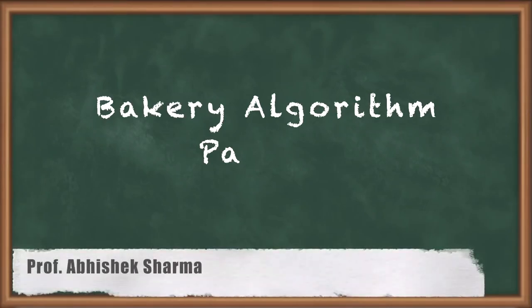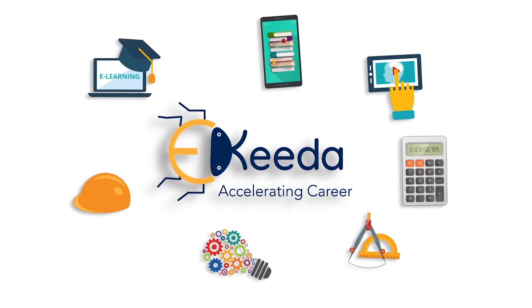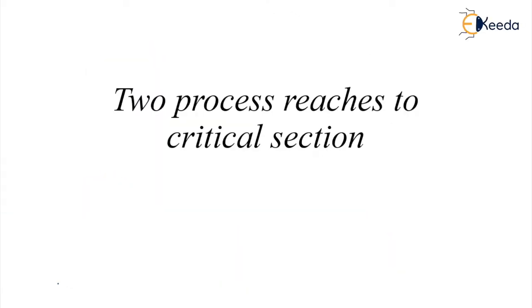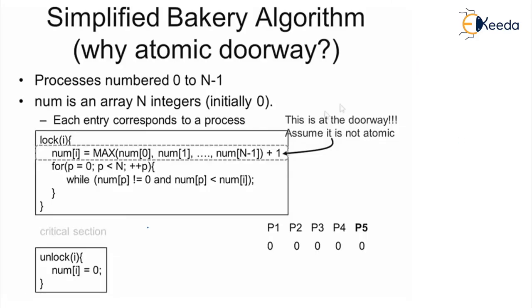Hello friends, in today's class we are going to talk about the problem that can occur with the simplified bakery algorithm. The main problem here is that two processes can reach the critical section in the simplified bakery algorithm. This doorway is not atomic, so it does not guarantee that two processes will not be assigned the same number.